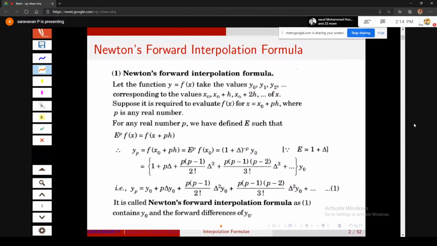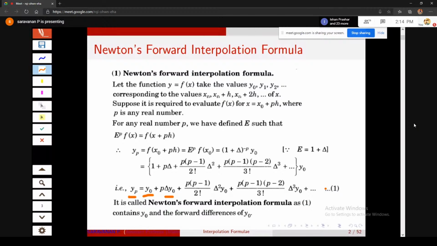Next formula is Newton backward interpolation formula, more or less the same thing, but there we will write, here we have written yp in terms of y0 and its forward differences. In backward interpolation formula, we write yp in terms of yn, that is the last value of y, and its backward differences, that is del yn, del square yn, del cube yn, etc. Okay, that is the difference.